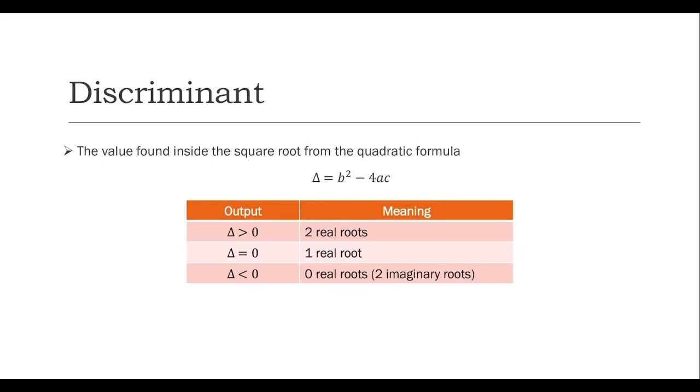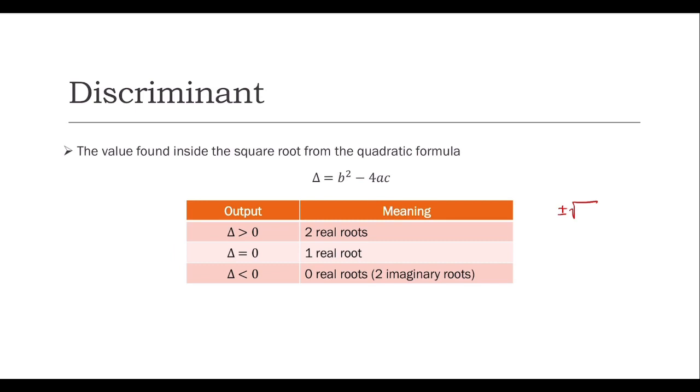Next, we'll learn about a discriminant. So the discriminant is the value found inside the square root from the quadratic formula. So it's your b squared minus 4ac. If that value is greater than 0, you'll have two real roots because you'll have plus or minus the square root, and it'll be plus or minus some positive number, giving you two real roots.